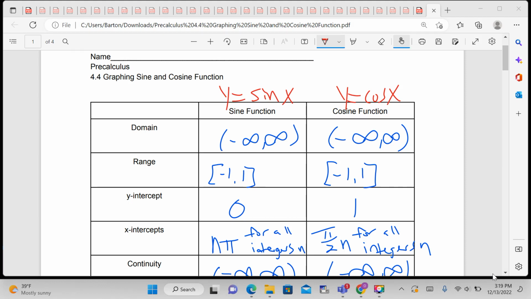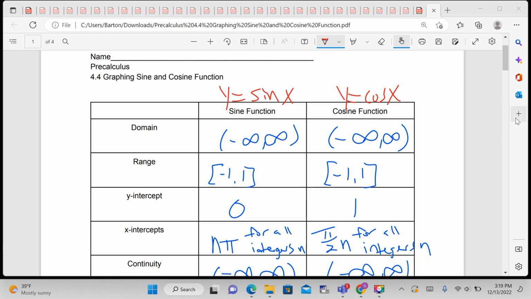Welcome to 4.4, graphing sine and cosine functions. Before we actually graph, we're going to share out some of the basic rules for your basic functions without any transformations, because most of what you're going to graph is with transformations, but thought we'd start with this first.